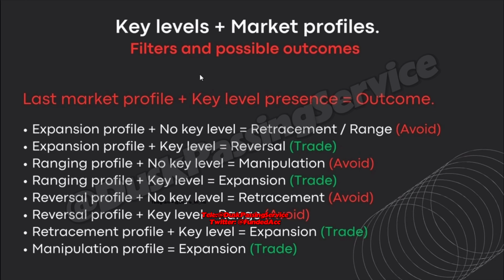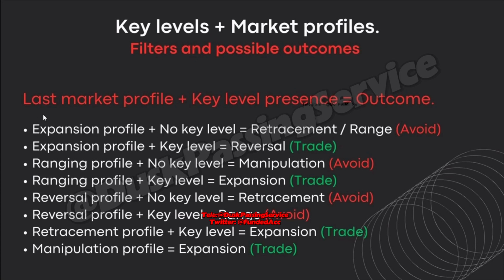Now let's discuss some combinations and outcomes of market profiles again, right? So here we've got a format. The first variable in this equation represents the last profile that has ended, and the second variable represents the presence of a key level, whether a key level has been tested or not, or whether it's present or not, right? Then combining them together gives us a possible outcome, which is the constant of this equation.